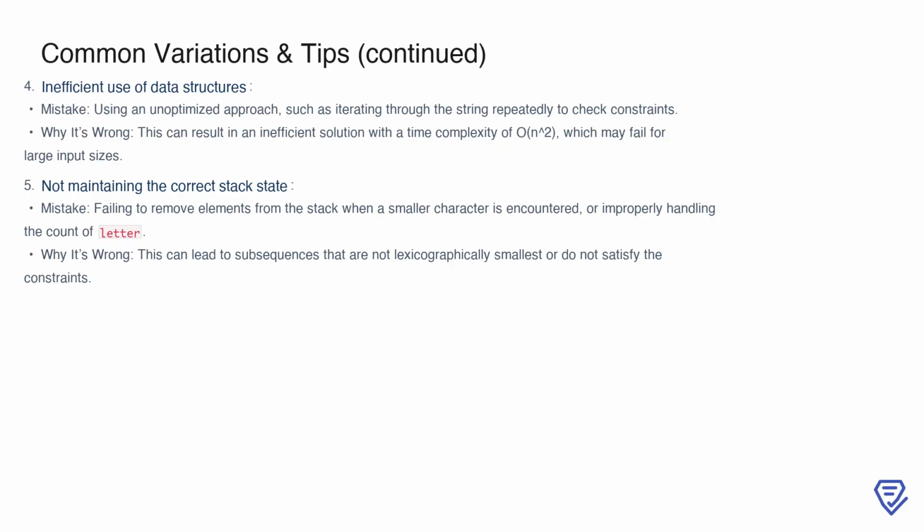Additionally, maintaining the correct stack state is critical. One mistake here is failing to remove elements from the stack when a smaller character is encountered, which can prevent the subsequence from being the lexicographically smallest. Similarly, mishandling the count of the required letter can result in subsequences that don't satisfy the problem's constraints. Getting these details right ensures both correctness and efficiency in your solution.